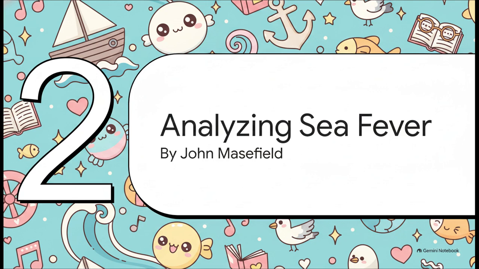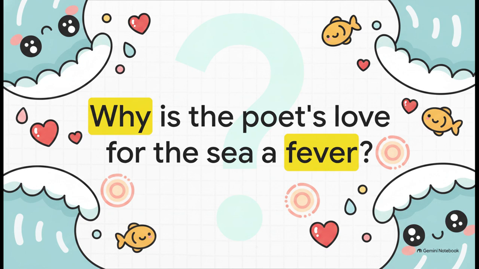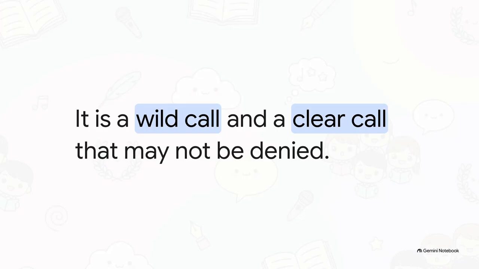Moving right along to Section 2, Analyzing Sea Fever. Take a quick second to think about this essential question straight from your reading guide. Why would someone describe their love for the ocean as a fever? I mean, think about what a real fever actually does to you. It completely takes over your body, right? It's something you can't just ignore or turn off. The speaker in this poem doesn't just casually want to visit the ocean, they are experiencing this totally inescapable urge. The text describes it as a wild call and a clear call that may not be denied. It is this undeniable, powerful pull toward a vagrant, wandering life.